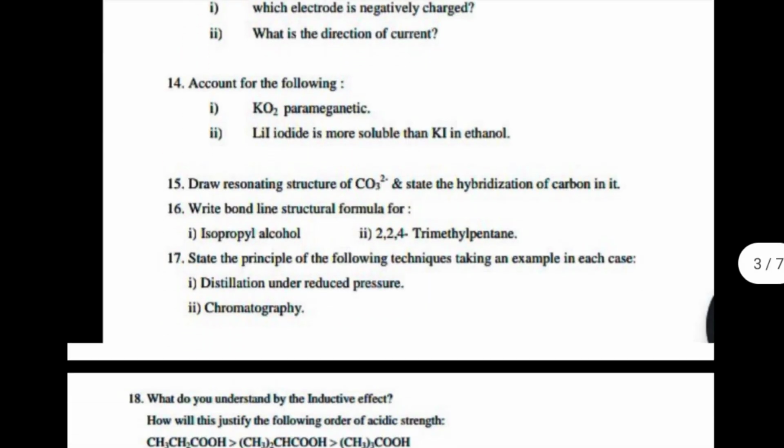Next question, 14th, account for the following. First, KO2 is paramagnetic. KO2 is a superoxide which contains odd number of electrons. Second, LiI, lithium iodide, is more soluble than KI in ethanol. Due to its small size, the lithium ion has a higher polarizing power than the potassium ion.